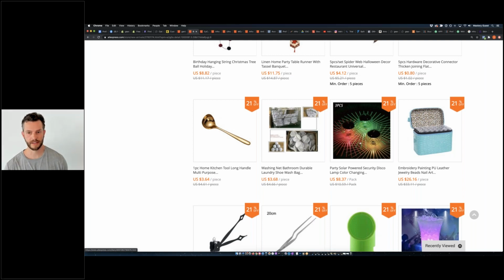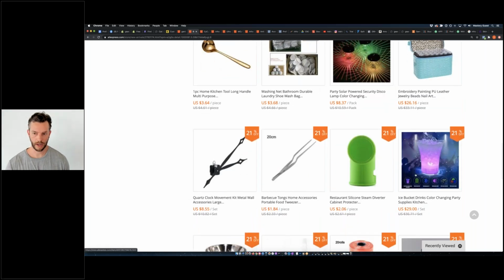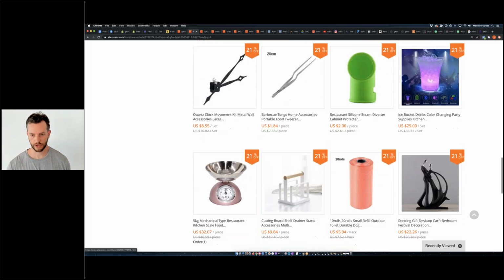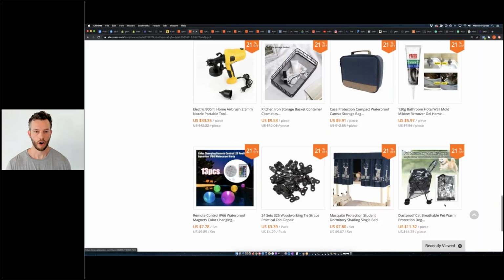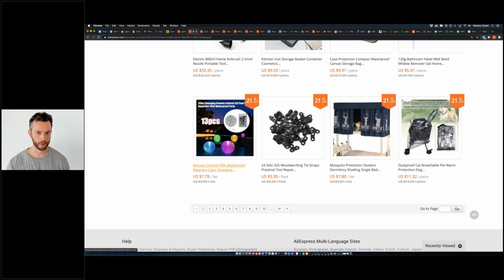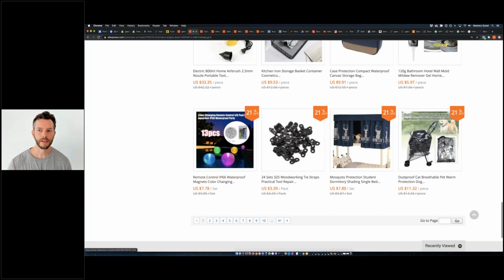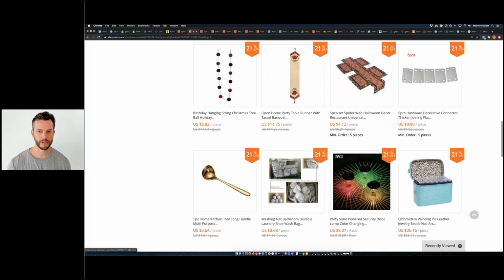Let's take a look at this. This is a new arrival. You've got this ice bucket drinks color change. Okay, I can start seeing a trend here of things that they feel are going to work. The remote control waterproof magnet color changing stuff. All right, so I think we might be onto something here.